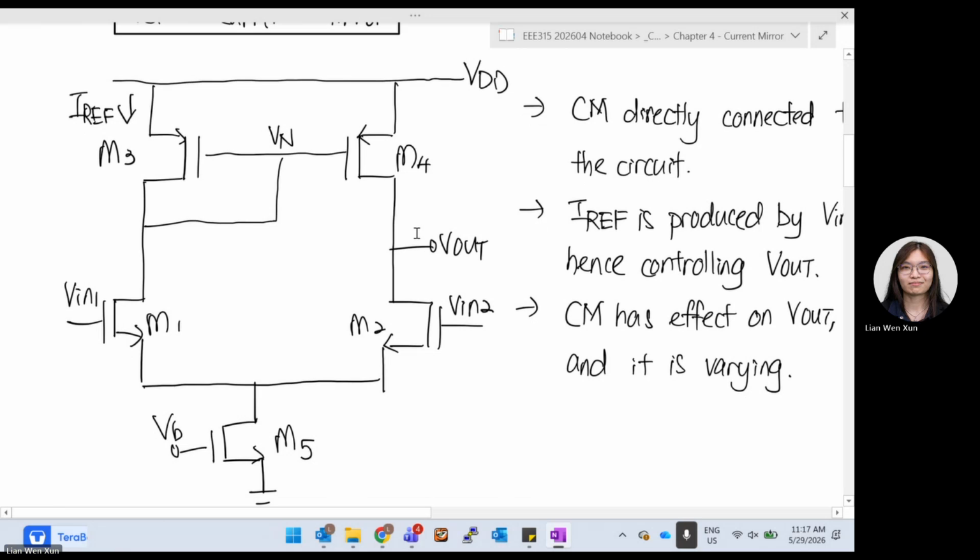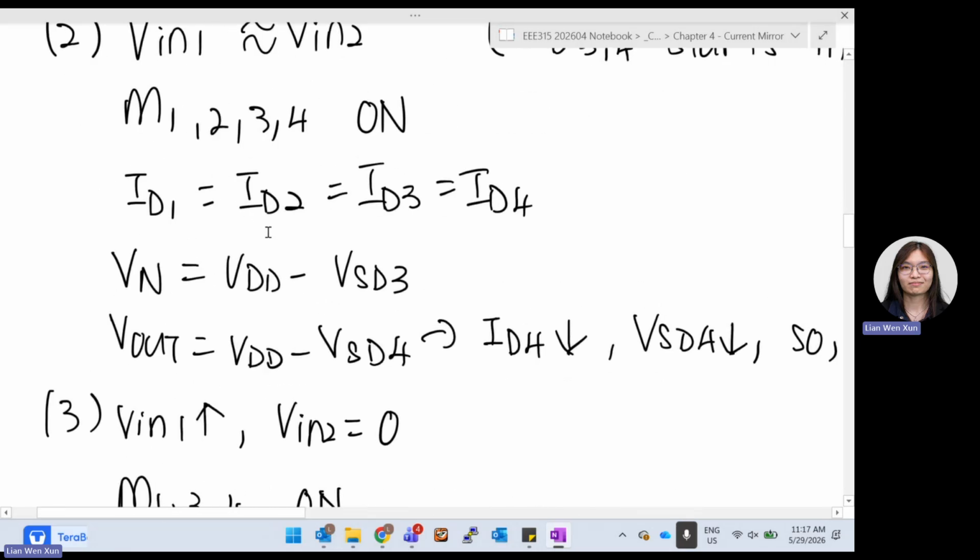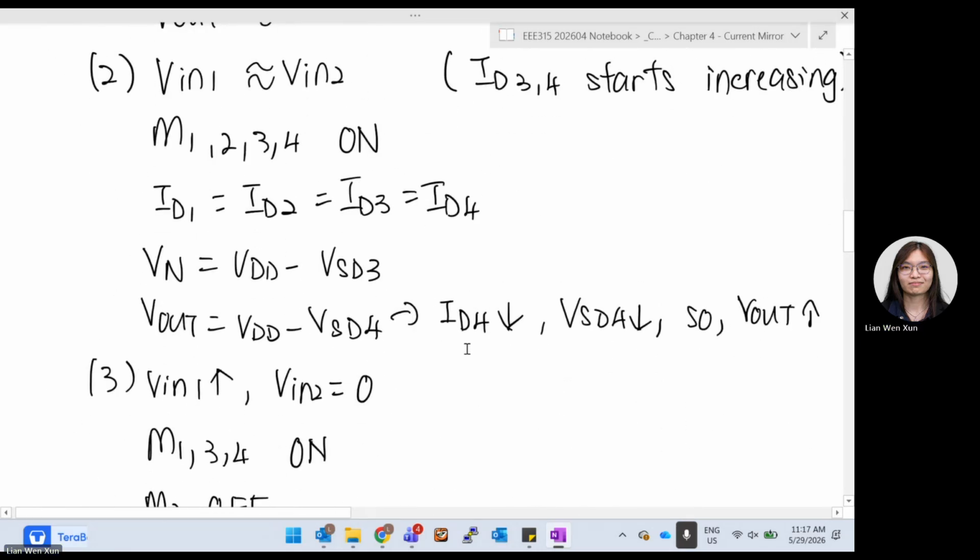Vout is equal to VDD minus the drop over here, right? So the source-to-drain drop of M4. So we are examining what Vout is from this formula. Imagine that if your ID4 goes down, V equals IR, so your VSD4 also goes down. What happens to your Vout? Your Vout will increase. So as the current decreases, your Vout will increase.